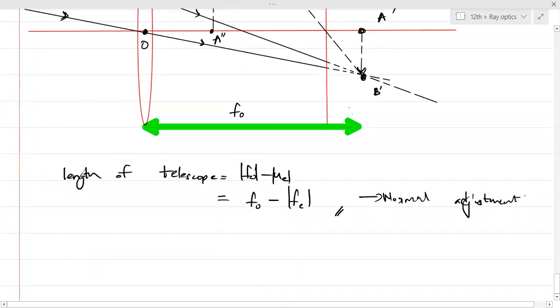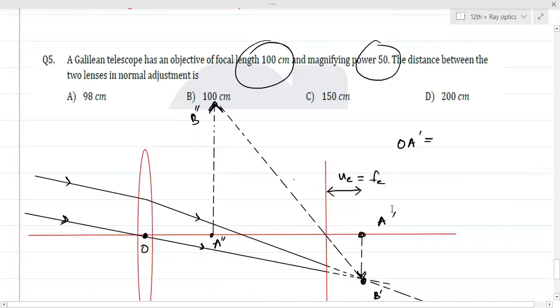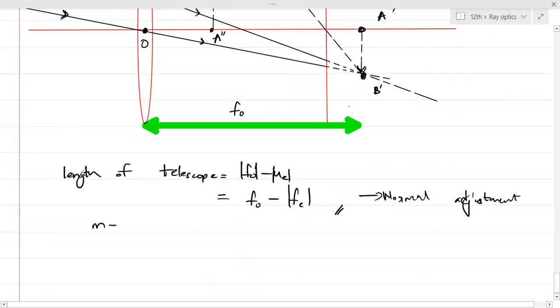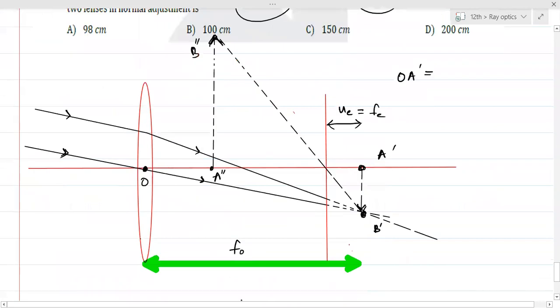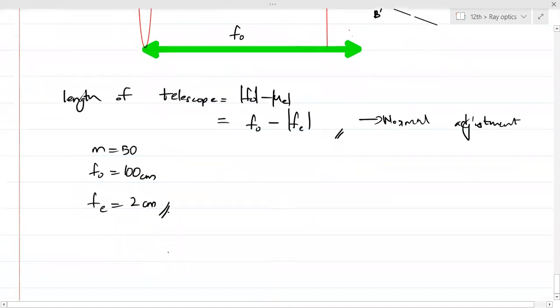क्या क्या दिया वो लोग ने हमें? They give information F naught दे दिया उन्होंने, power दे दिया. So magnifying power is equal to 50 F naught. The objective's focal length is 100 centimeter. So FE will be equal to 2 centimeter. Okay? Which means the length is equal to F naught minus FE, 100 minus 2, which is equal to 98.